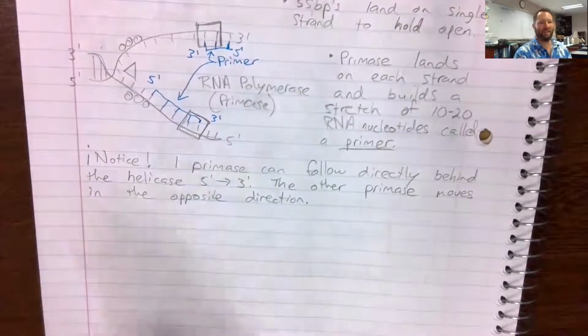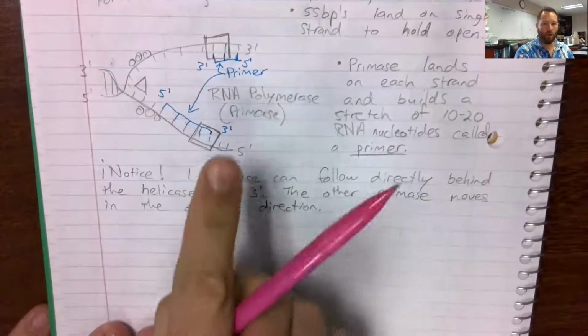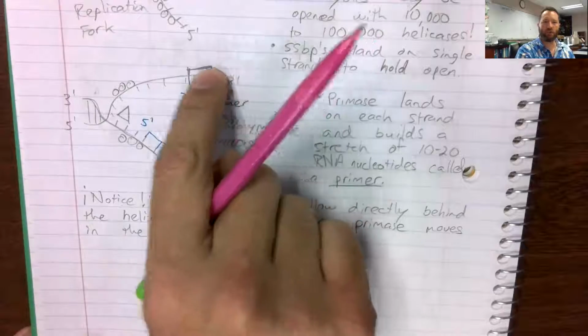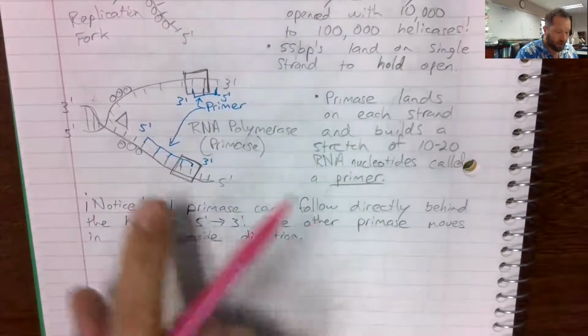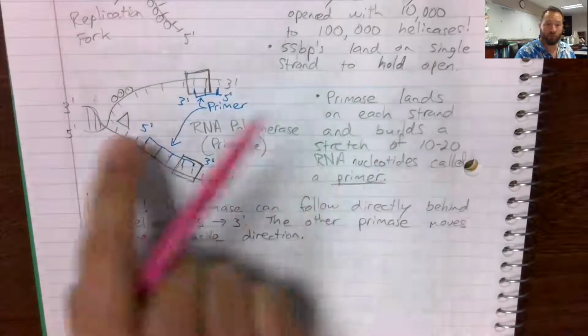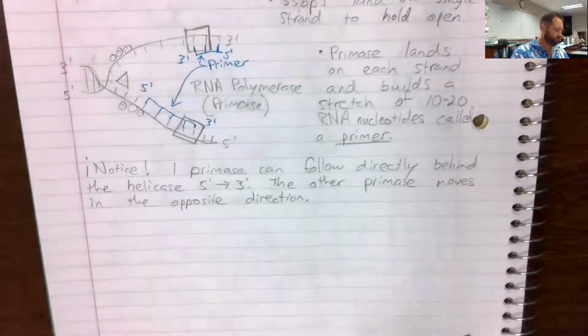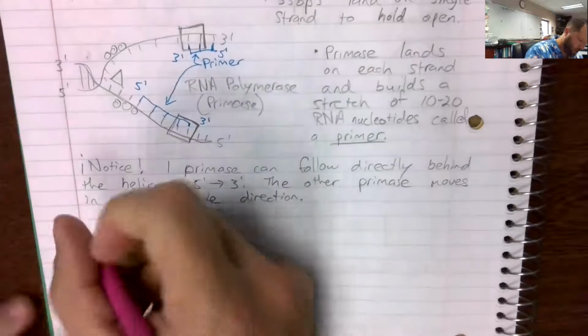All right, so we're here with you guys for the second half of our 2.2 module. We're continuing to take a look at how DNA replicates itself. So here is about roughly where we left off. The last thing we put down there is a notice of how one of the primases can follow directly behind the helicase as he unzips the DNA. And the other primase is moving away from that helicase. And so that's what we're going to pick up now.